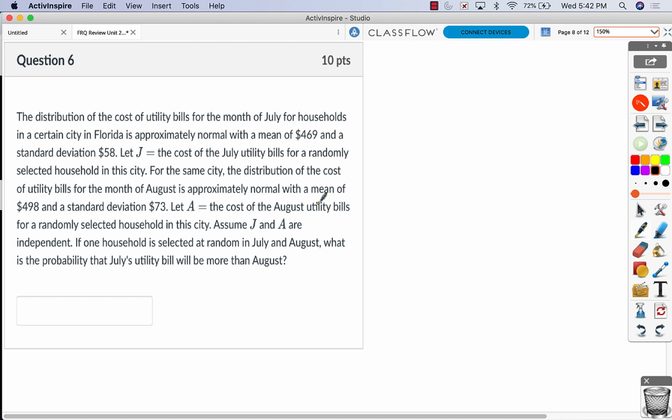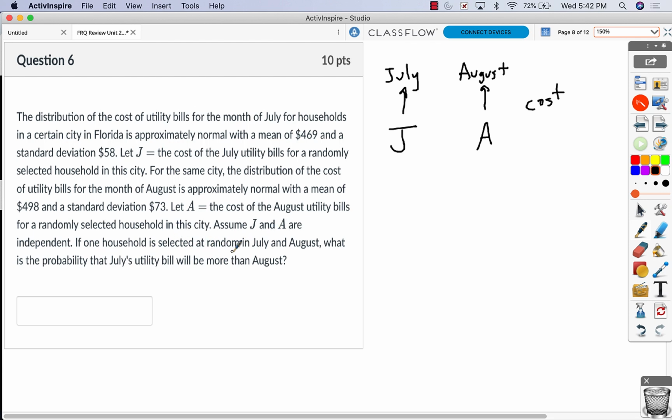Okay, this is probably the hardest question that there was. So you have July and you have August. And these are all the homes. If we randomly pick a household in July, okay, we could get their utility bill. This is what their utility cost is. We randomly pick a household here in August. This is the cost of the utility bill. So, okay, for the same city, the distribution of cost should be normal. Assume J and A are independent.